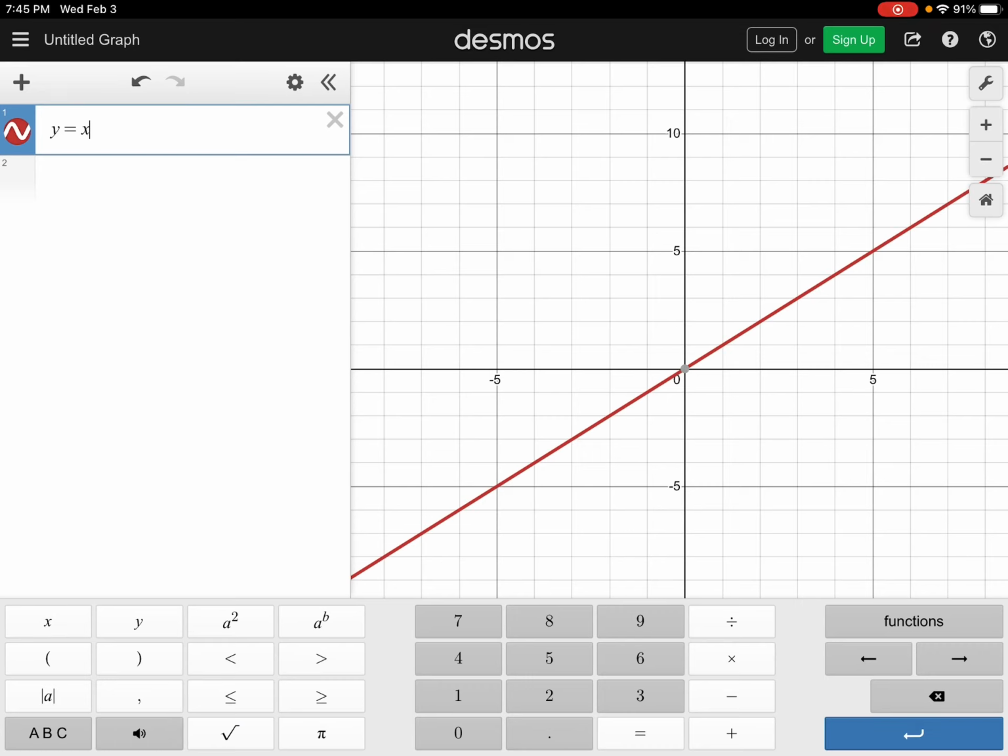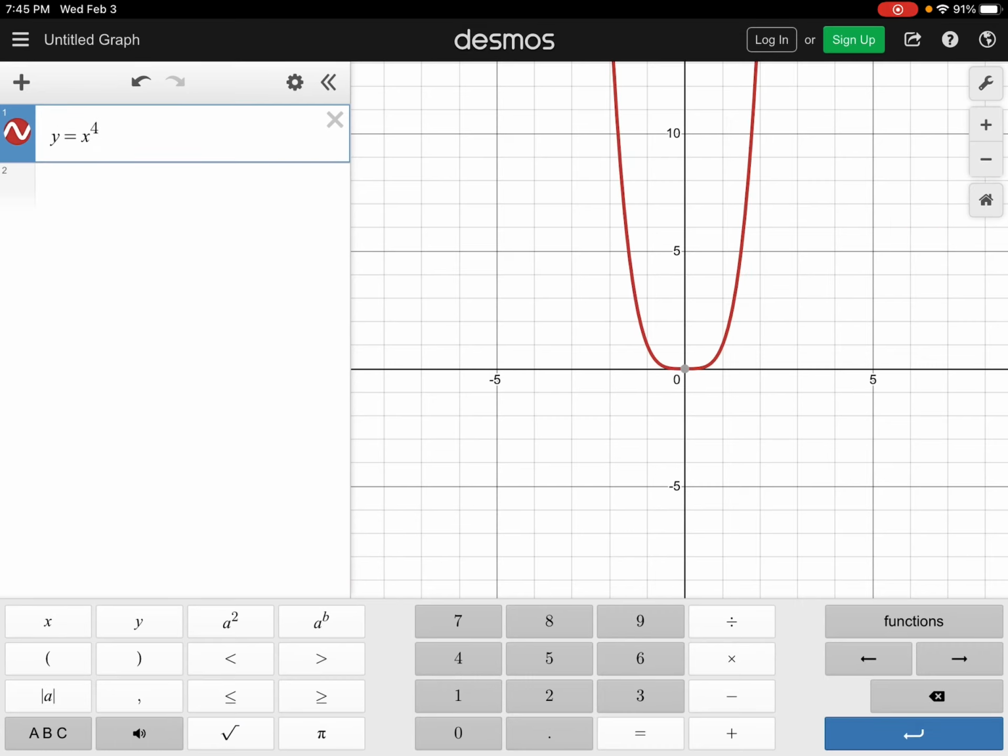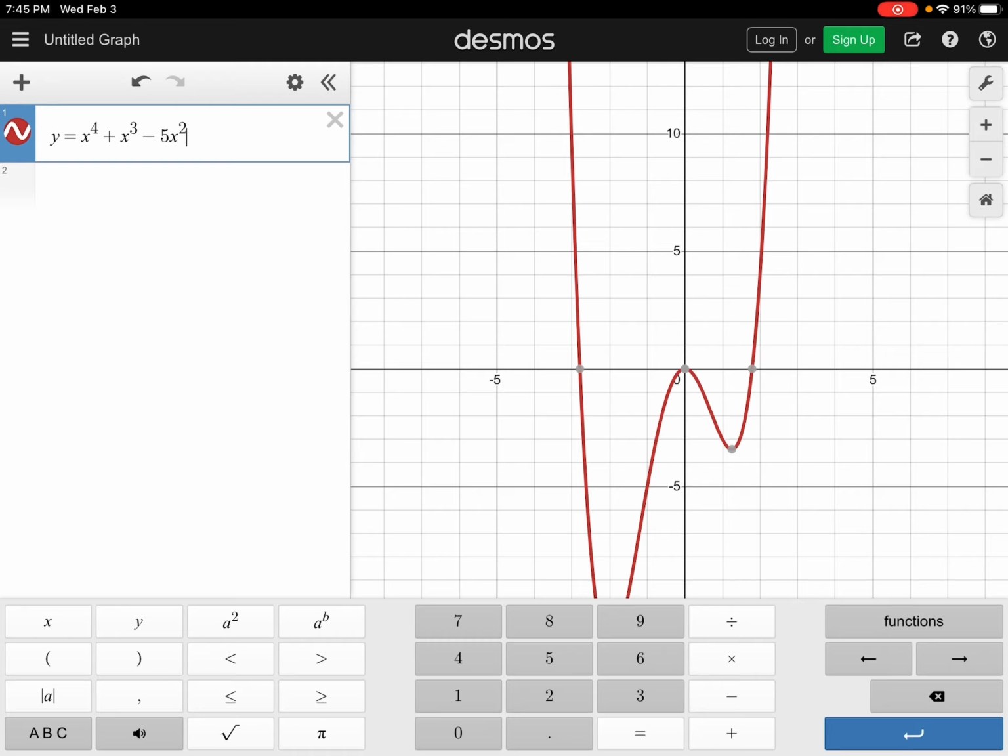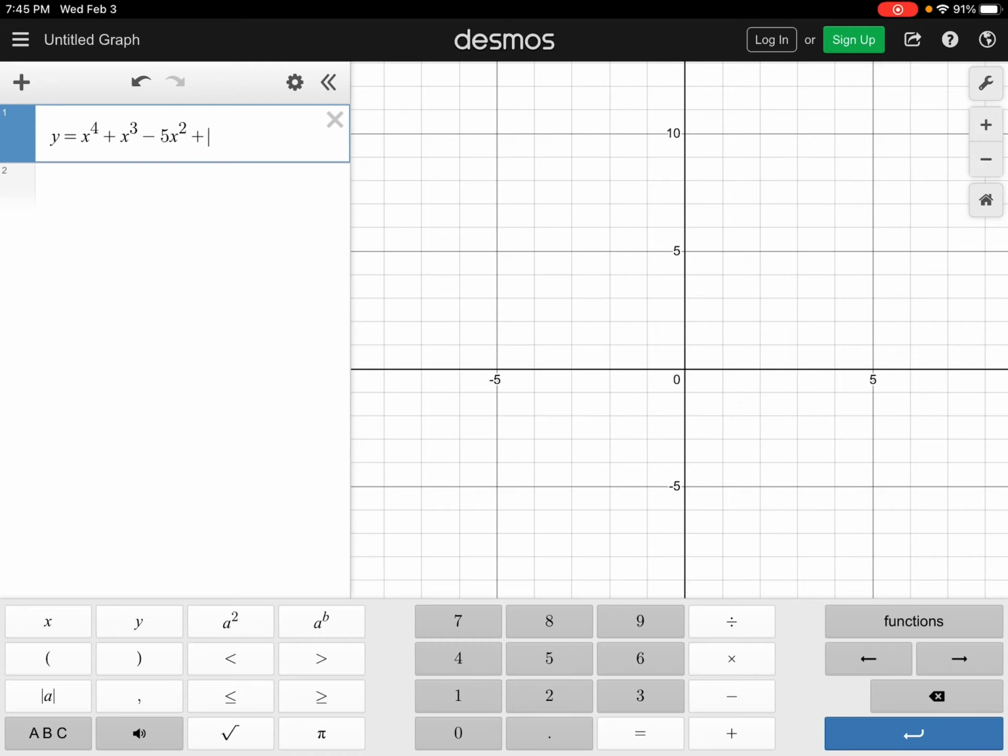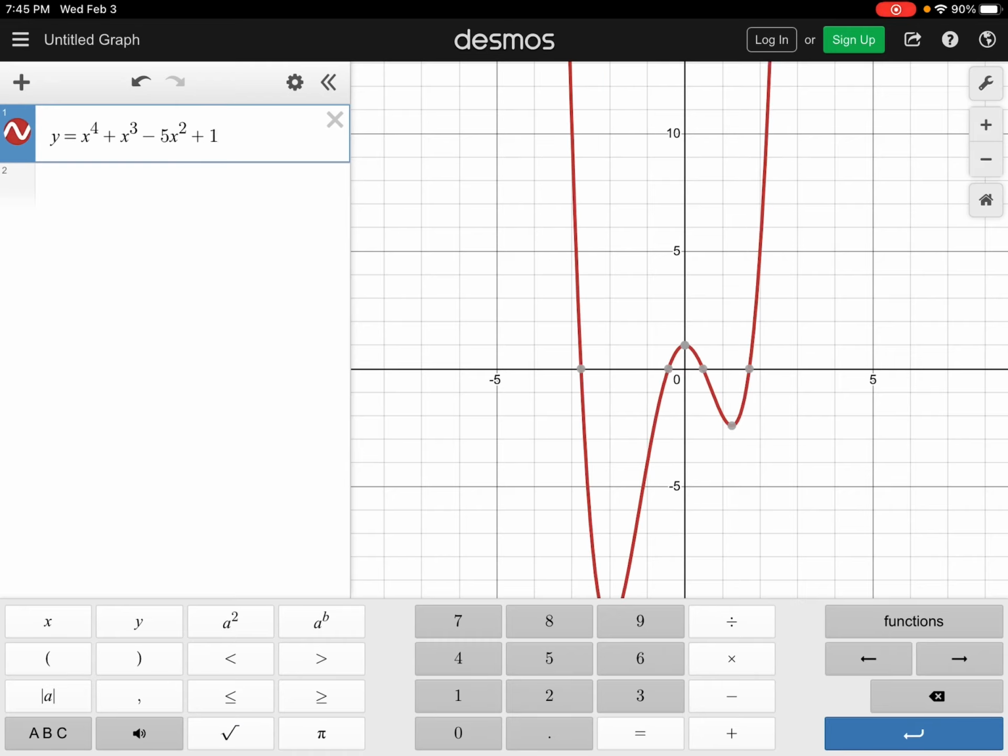So I'm going to go y equals x to the power of 4. And then I want an x cubed term, so I'm going to go plus x to the power of 3. And then I want an x squared term, so I'm going to go like minus 5x squared, just to give this thing a little bit of life. And then maybe like a plus 1, so everything's in there. And I want you to check this out.